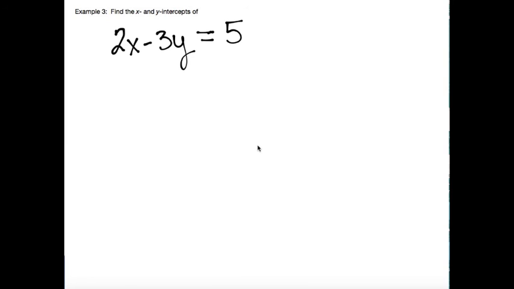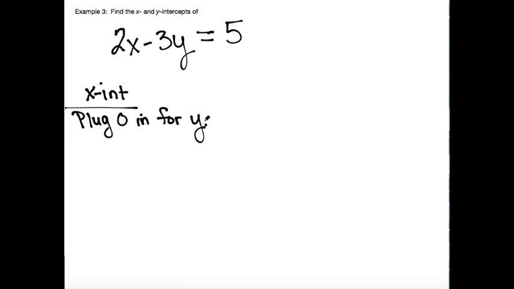Example 3. We're going to find the x and y-intercepts of 2x minus 3y equals 5. It doesn't matter which one you do first. Let's just go ahead and start with the x-intercept. To find the x-intercept, if you recall, we're going to take the y value and plug in 0. Because whenever we have an x-intercept, we know that it's on the x-axis, which means the y value is 0.